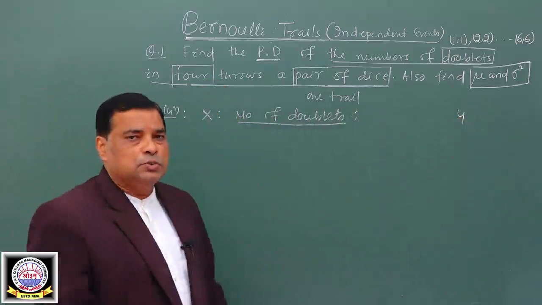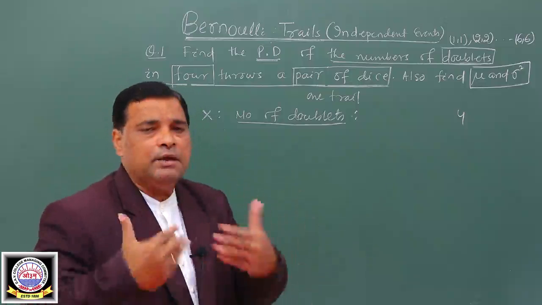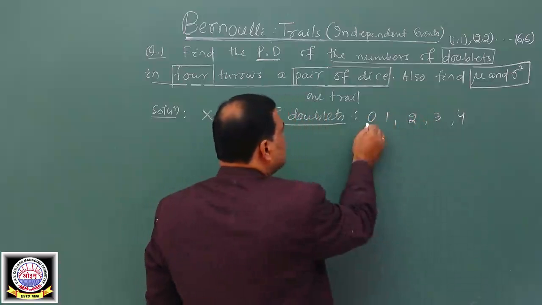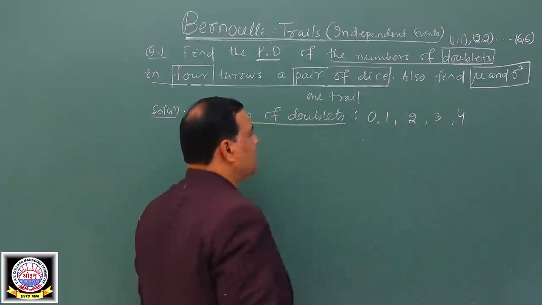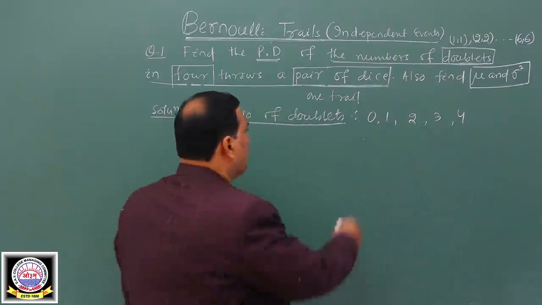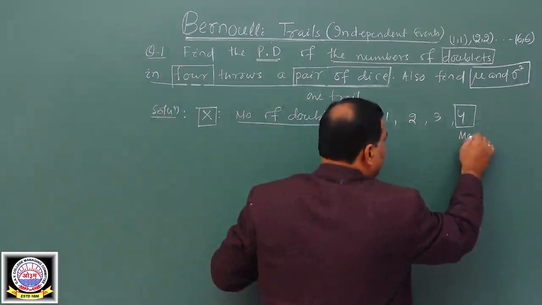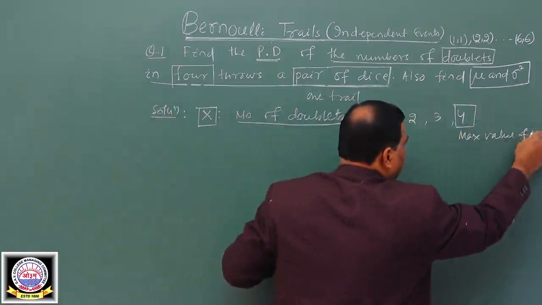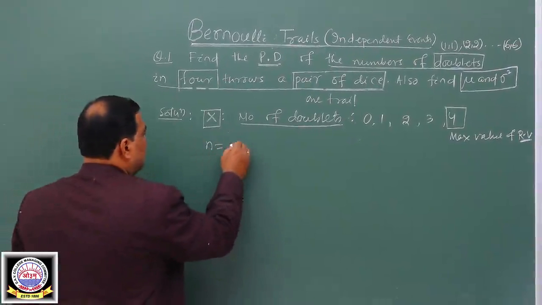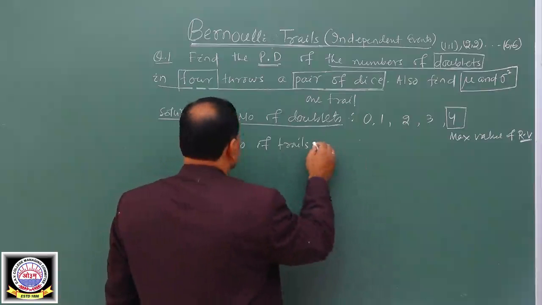A pair of dice is responsible for getting a doublet, so one pair is one trial. It is thrown 4 times, so the maximum value is 4, then 3, 2, 1, 0. That means 0 is no doublets; 1 doublet and 3 non-doublets; 2 doublets and 2 non-doublets; 3 doublets and 1 non-doublet; all 4 doublets. The maximum value of the random variable is 4, so the number of trials is equal to 4.